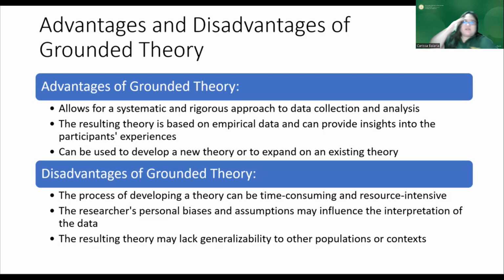Okay, so usually when your panel asks you, how do you rid yourself of bias? How do you prevent the bias? If you're quali, you say bracketing, bridling, or memoing. Okay? Disadvantages. Ayan, sinabi ko na yan. Then again, lack generalizability. But what's the problem? Quali is not for us to generalize. Okay?